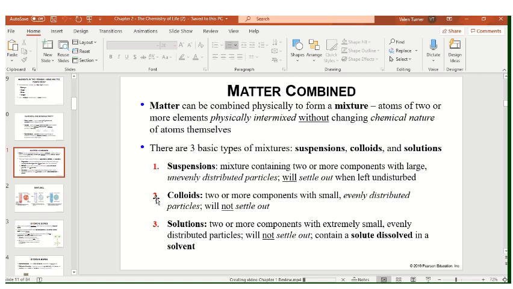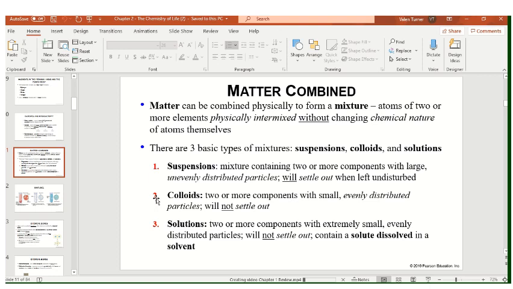Imagine having any gel or cream with microbeads in it. When it's in the bottle, do the microbeads dissolve in the gel? No. Do the microbeads settle to the bottom of your container? No. You see the gel and the microbeads in your soap and your gel and your toothpaste throughout the mixture. That is a colloid.